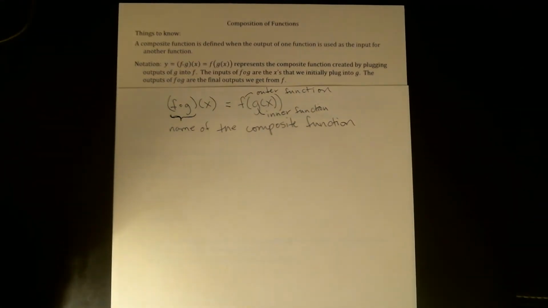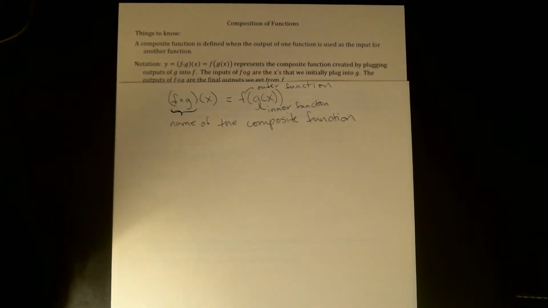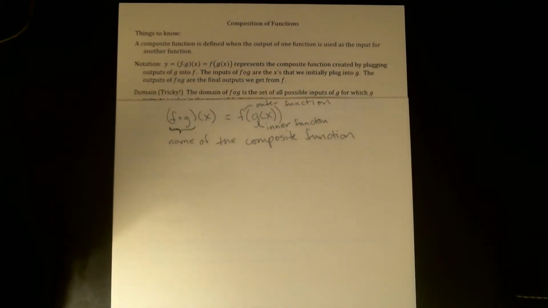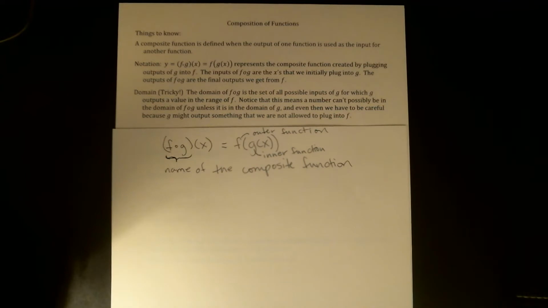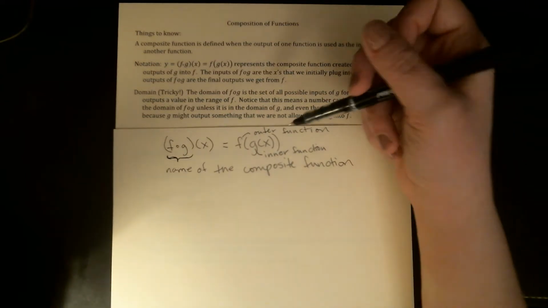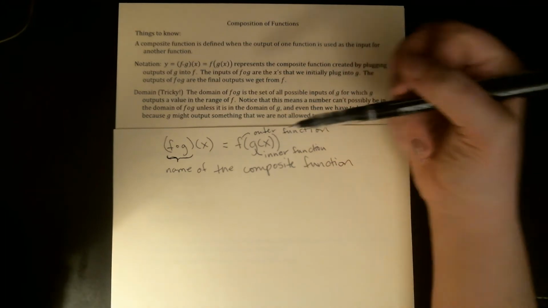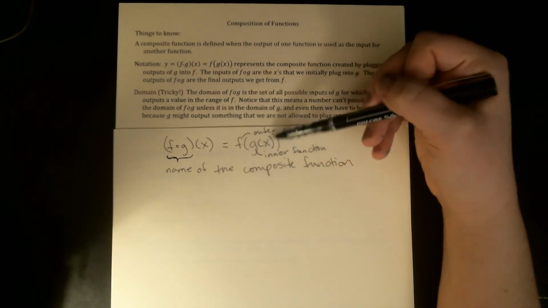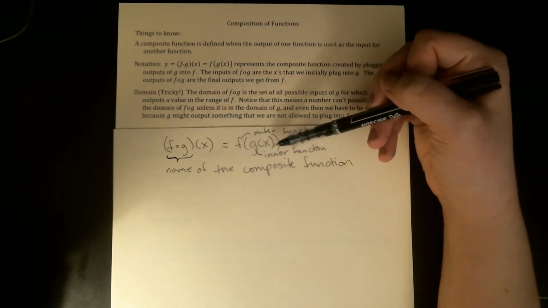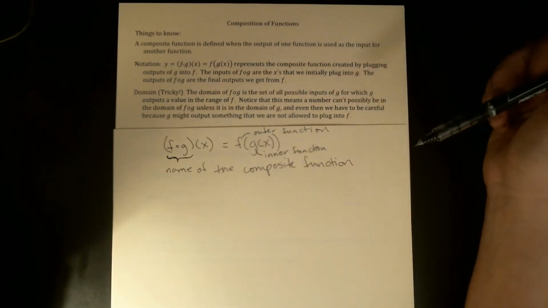One kind of tricky detail that won't come up a lot in my first example, but we'll work our way up to it, is domain. Domain is a little bit tricky. When you put two functions together, what's happening is we're taking an x, plugging it into g, taking whatever we get out of g, the output of the inner function, and plugging it into the outer function.